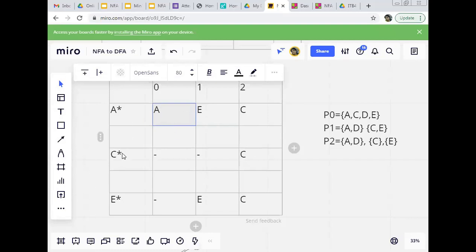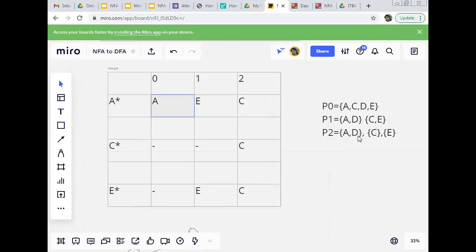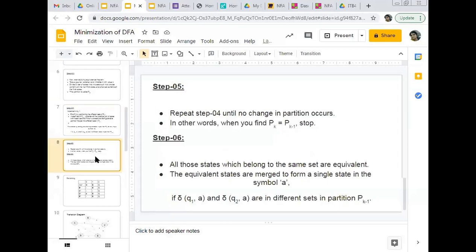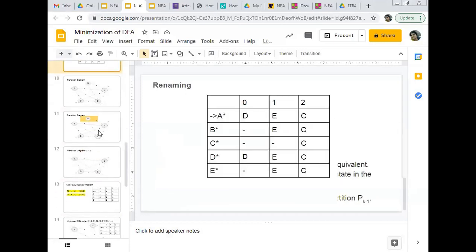Okay, so this will be my minimized DFA. This is what they say here. See here, A and D can be combined. C and E should be kept as it is. A and D can be combined. हमने combine कर दिया. Is this clear? Is this clear, students? Is this clear, minimization of DFA using equivalence theorem. Okay, if this is clear, we'll move on to the next theorem. Okay, this is done. See this, the same thing.